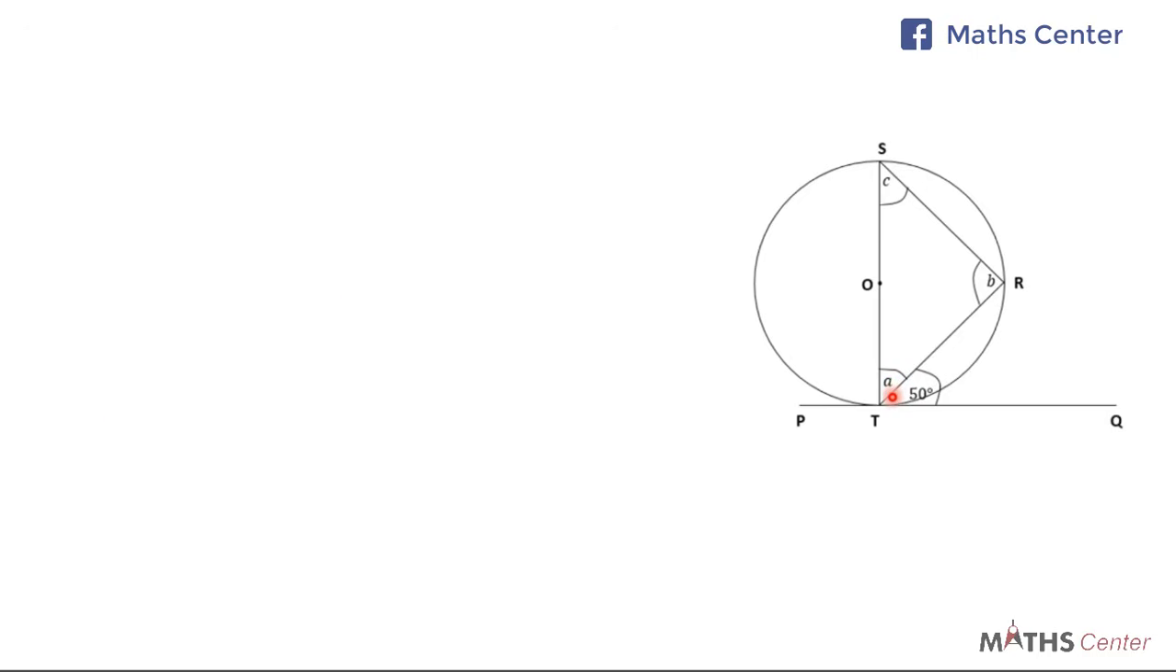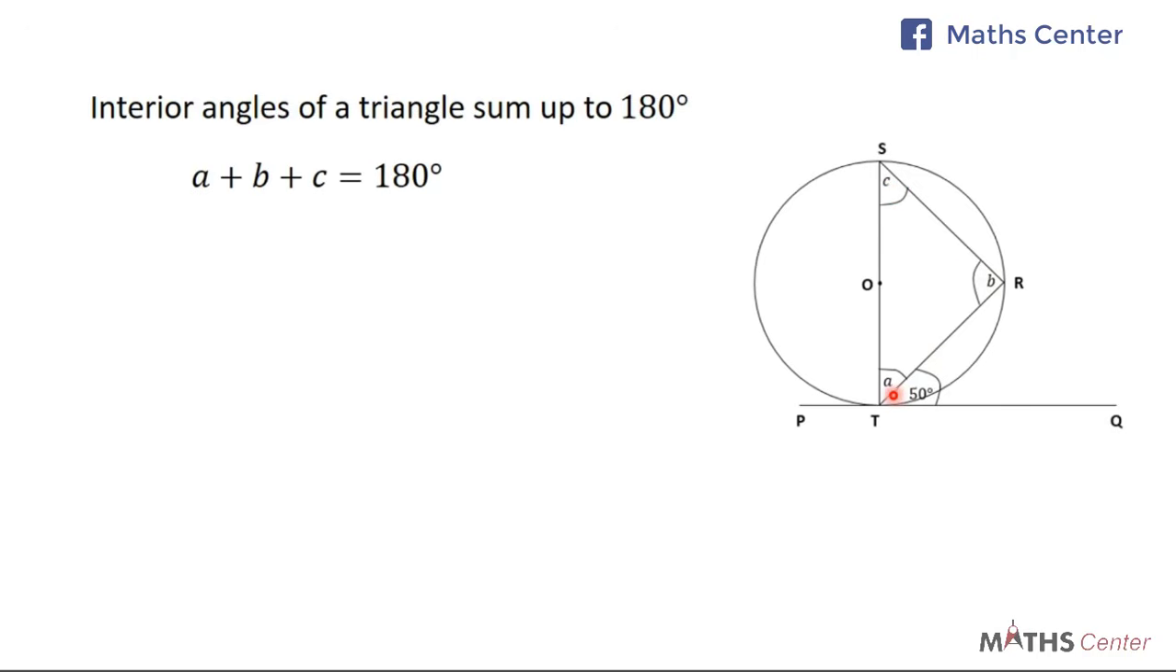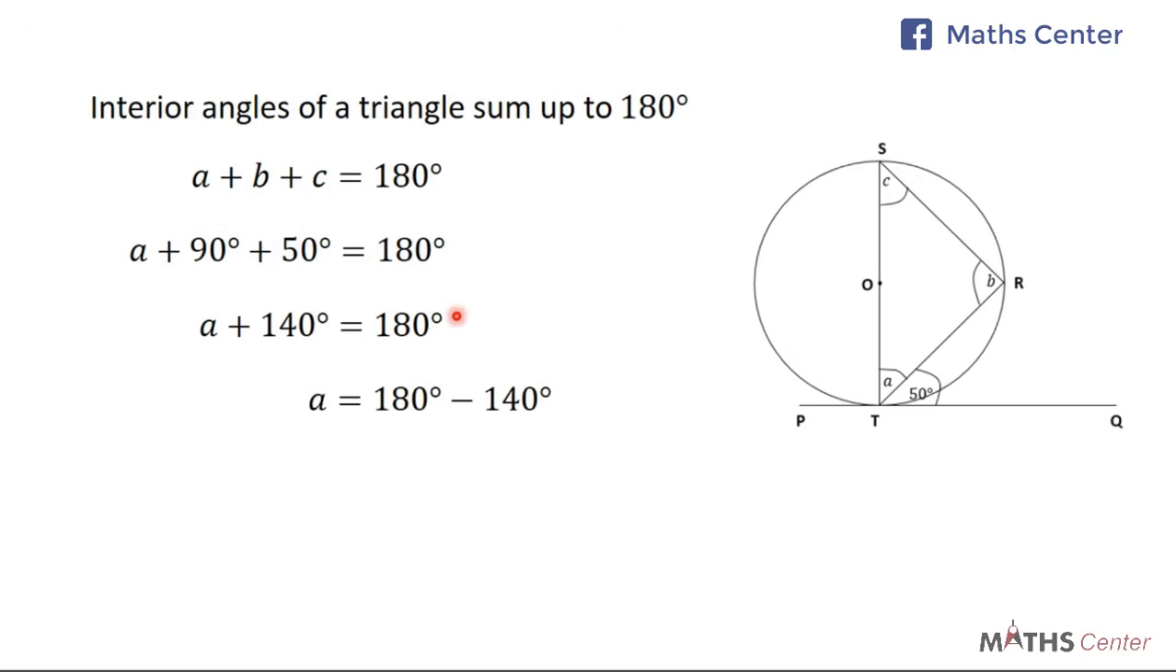Now we know that the interior angles of a triangle sum up to 180 degrees. So if we add C to B to A, you are going to get 180 degrees. We know that C is 50 degrees and B is 90 degrees, so A plus 90 plus 50 will give us 180 degrees. We simplify this and we get A to be 40 degrees. So you see, we've used the properties that we know to be able to solve this question.